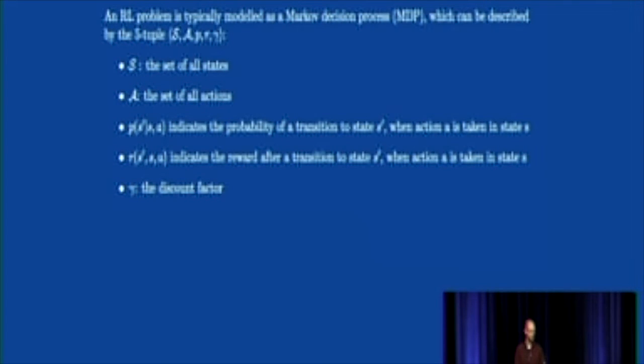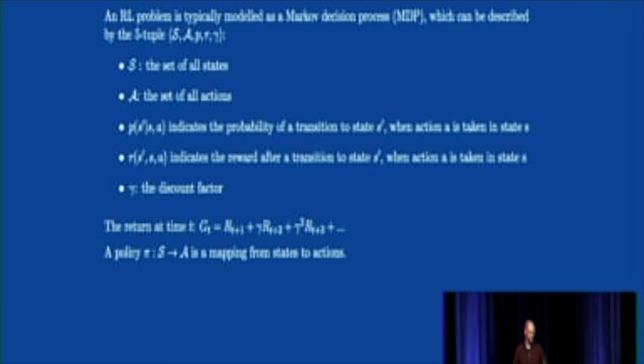An RL problem is typically modeled as a Markov decision process. This can be described by a 5-tuple, which consists of S, the set of states, A, the set of actions, P, the transition probability function, telling you the transition probability from one state to another state if you take a particular action, R, the reward function, which tells you a reward corresponding to a particular transition, and gamma, the discount factor. Now, the goal of a system is typically to maximize the return, which is defined as the discounted sum of rewards.